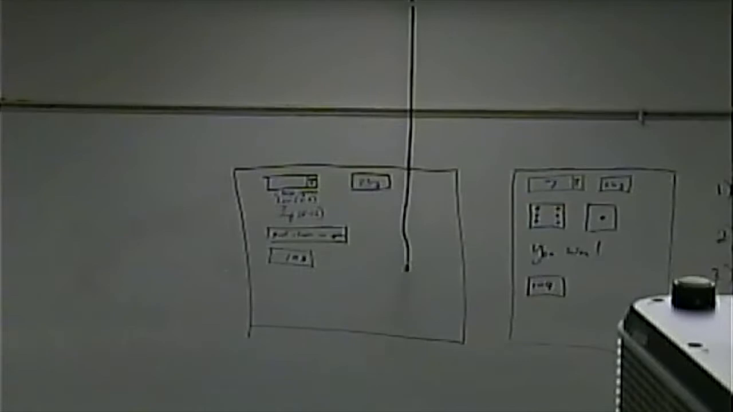Displaying the dice. Have we seen a way to dynamically display an image? Because this image isn't always going to be the 6 dice. This image might be the 1 dice, the 2 dice, the 5 dice, whatever. So we haven't seen a way to do that.